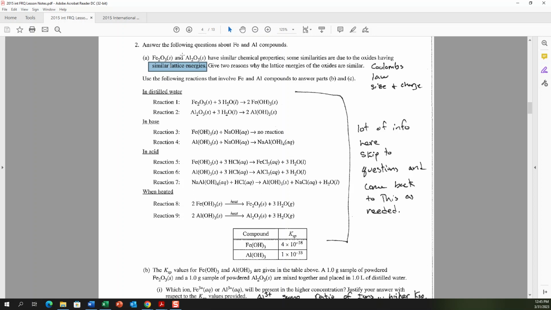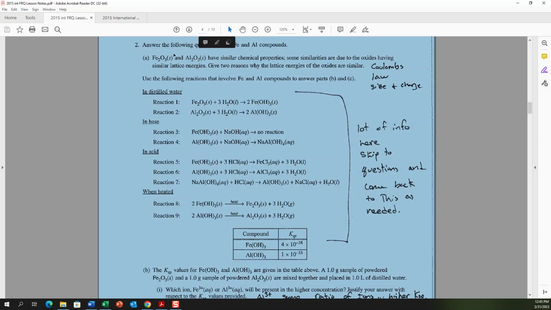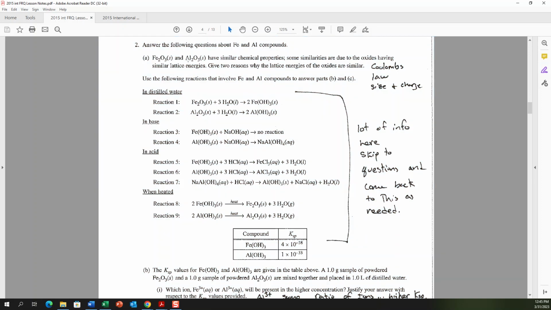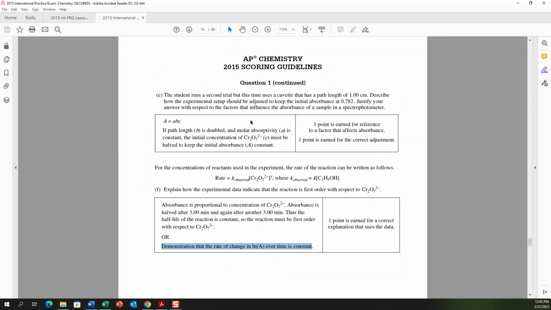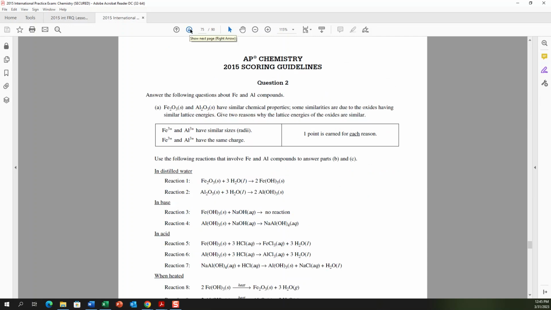Well, we have the same charged ions. Iron is 3 plus, aluminum is 3 plus, oxide's 2 minus, oxide's 2 minus here. So same charge, and aluminum 3 plus and iron 3 plus are similar in size. Okay, so similar size, similar distance between ions, and same charge. Okay, so let's see how the scoring guide has it. Iron 3 plus and aluminum 3 plus have similar sizes, yep, and they have the same charge. There you go. Boom, Coulomb's law.